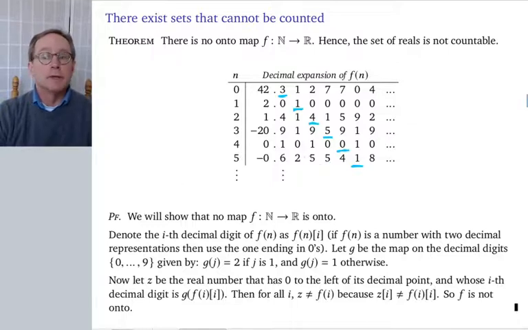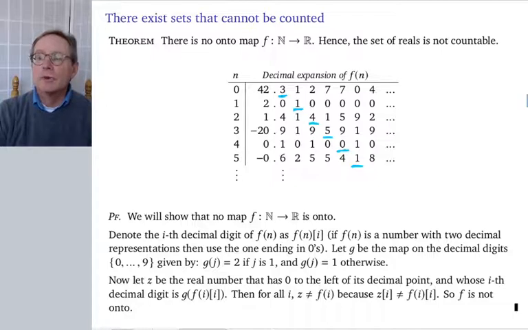So the number that I'm producing is going to be something that isn't here. It's not the first number because it differs in the first entry on the diagonal. It's not the second row because it differs in the second entry. It's not the third because it differs in the third. It's not the fourth because it differs in the fourth, etc. That's called diagonalization. Isn't that clever? Isn't that awfully nice?